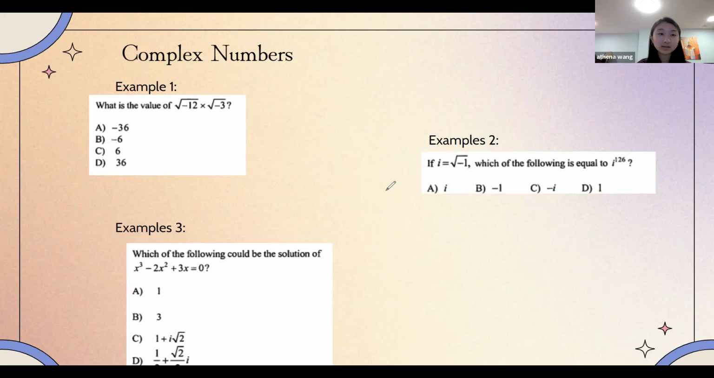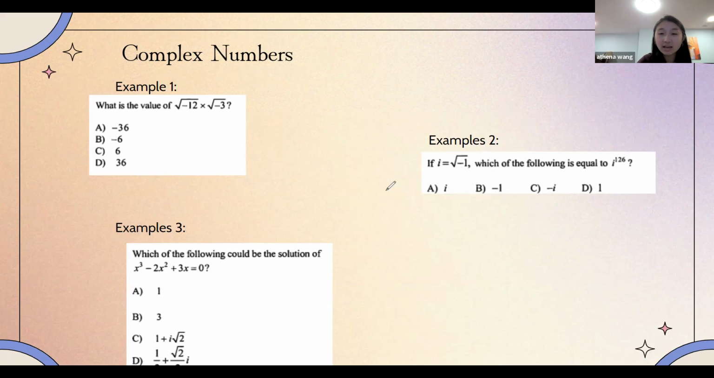We know what i is. i is always the square root of -1 if we see it in a problem. That's why we don't really see the variable i that much. We are trying to find which of the following is equal to i to the 126. Well, I think there might be a pattern in this. Otherwise, how would we find it, right?